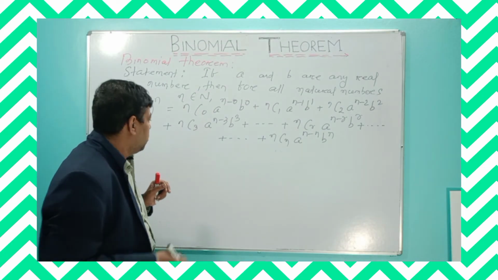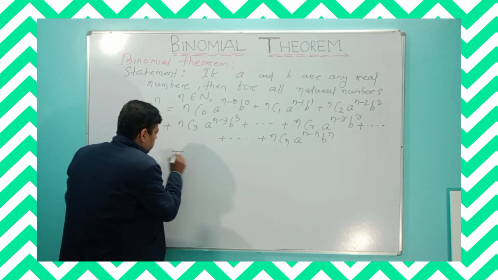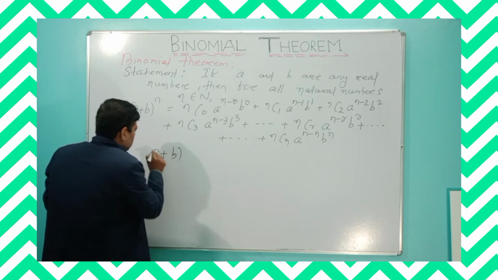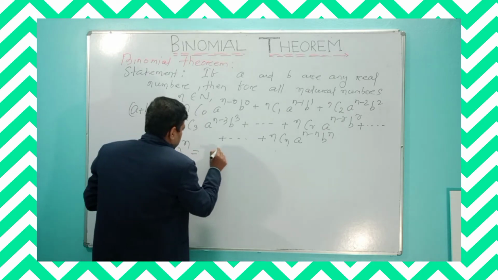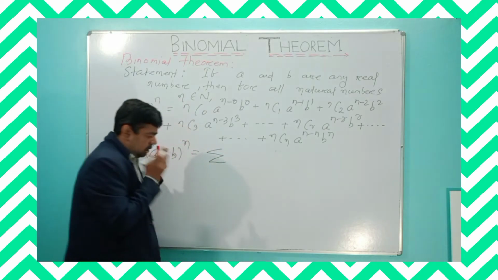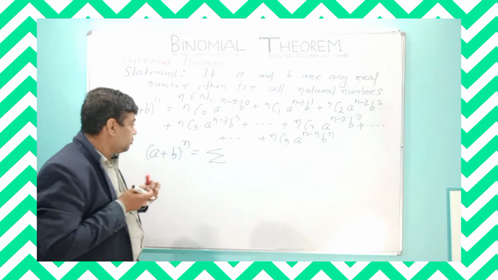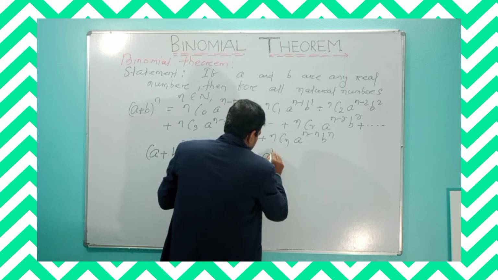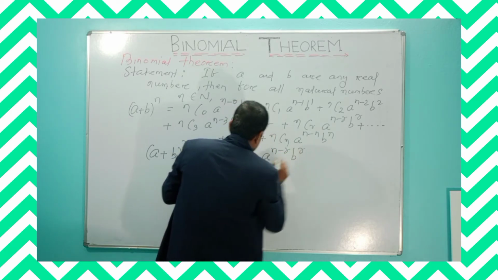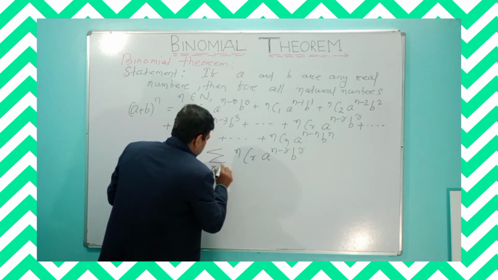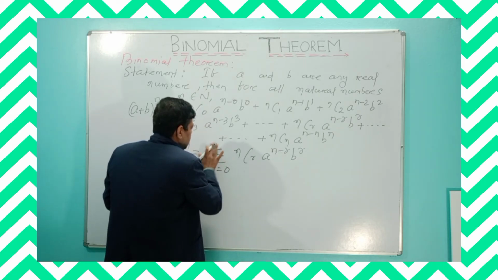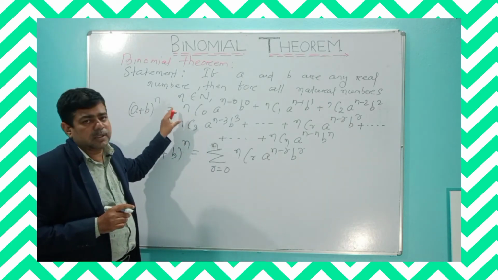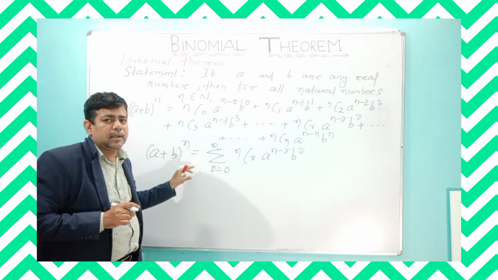Understand? Or we can write in such a format also. We can write (a plus b) whole to the power n equals the summation of nCr a to the power n minus r b to the power r, where r varies from 0 to n. This is the short format, and the earlier one is the expanded form.